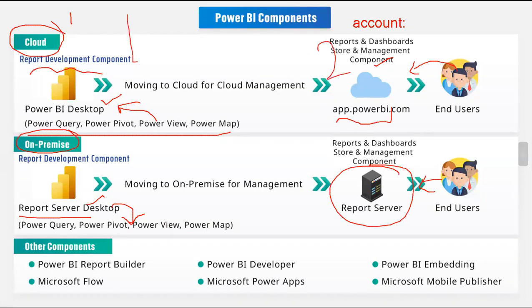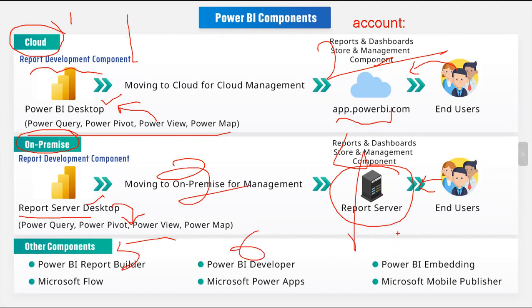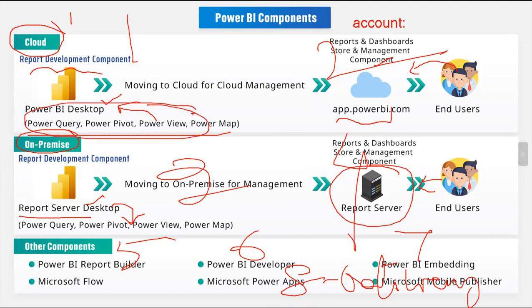So 1, 2, 3, 4, report builder 5, developer 6, 7, embedding. I will explain what embedding is later. Gateway. So these are the 8 components and these are the 4 concepts in Power BI.